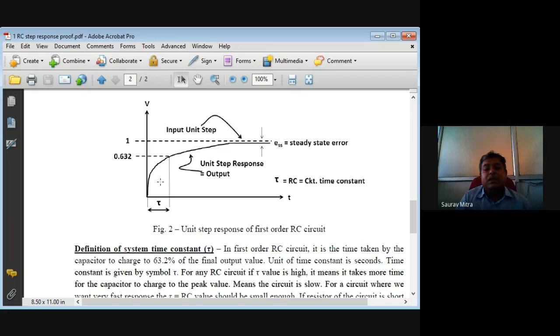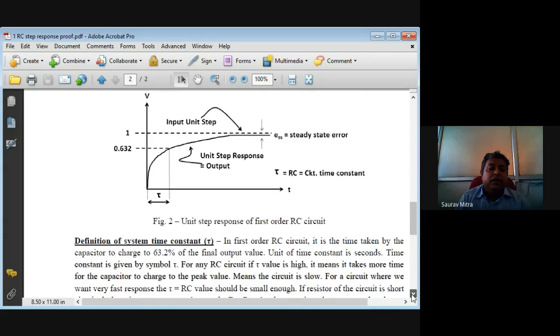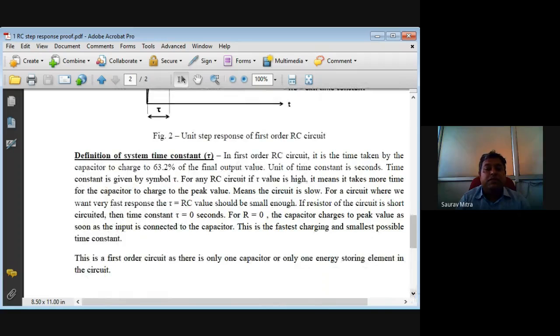So if tau is very low, this response will be very steep and will increase very fast. If tau is very big, this will be very flat. So when the value of tau is lesser, the response will rise faster, and when the tau value is bigger, this 1 minus e raised to minus t by RC will be a flatter response. Okay. So that is the conclusion, and there comes the definition of time constant.